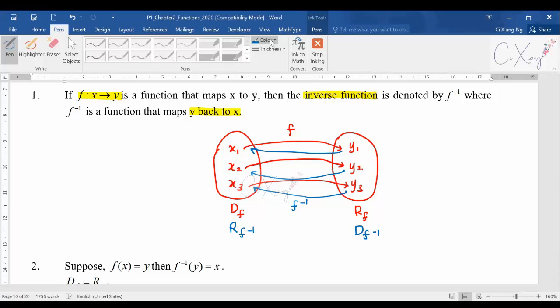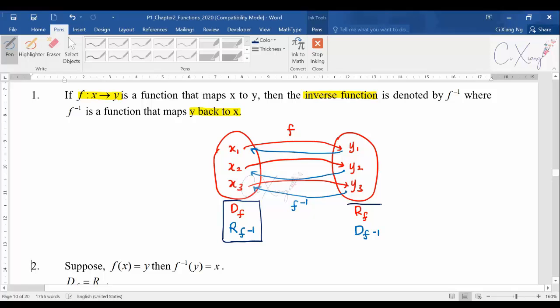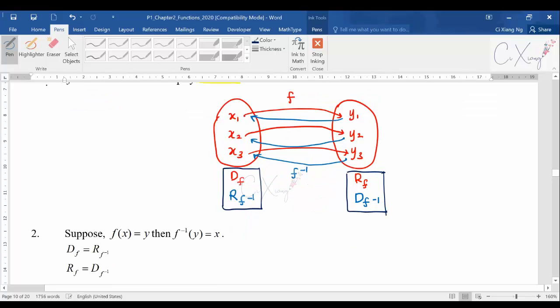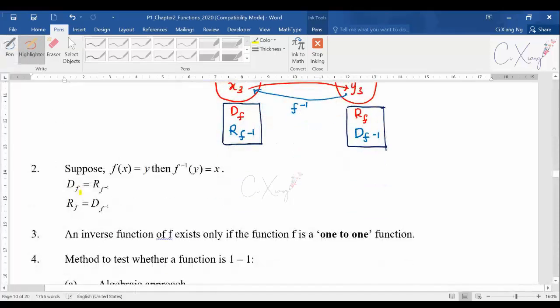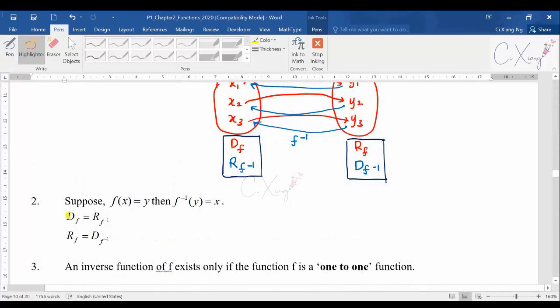So from this figure, there are two important results that you must know, and it is very important. You will see that the domain of f and the range of the inverse are actually the same set. And then the range of the function and the domain of the inverse function is the same set of values also. Therefore, they come up with a conclusion which is very, very important in our syllabus here. Okay, so please make sure that you highlight and memorize these two results.